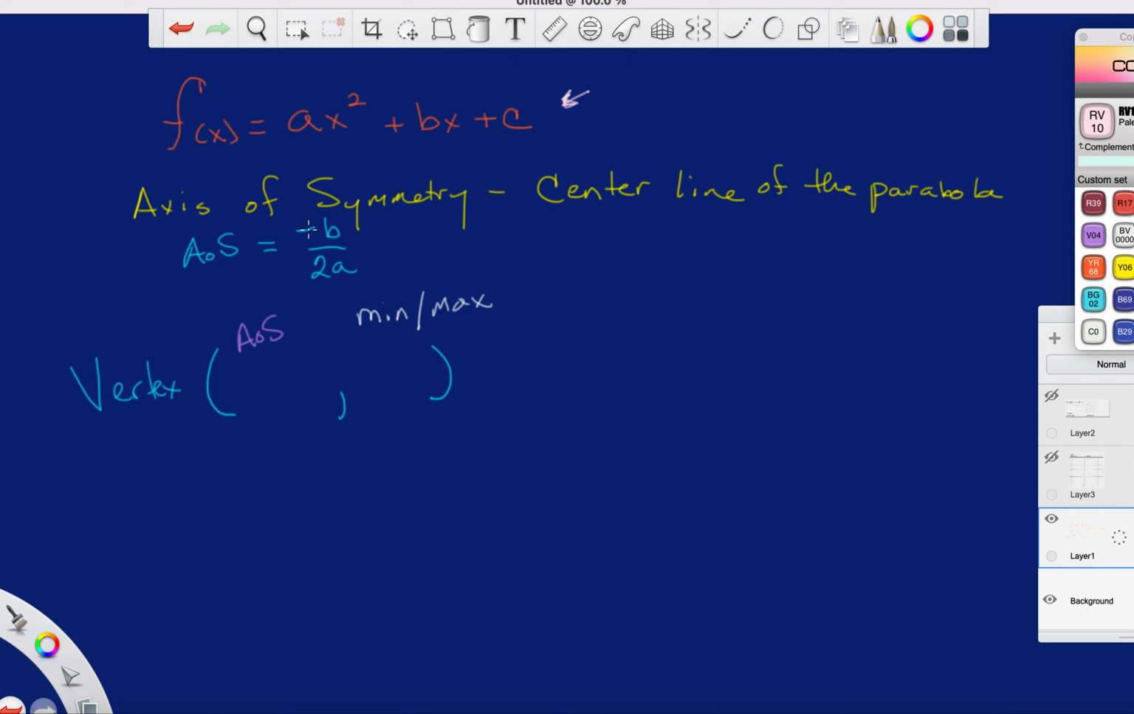And what happens is I find this, and it becomes that axis of symmetry also is the x value of the vertex. So when you're trying to find the vertex of a parabola, the x value is always your axis of symmetry. That's where it lies on the x-axis. And then your y value is always going to be your max or your min. Right? So let's go ahead and move up here.